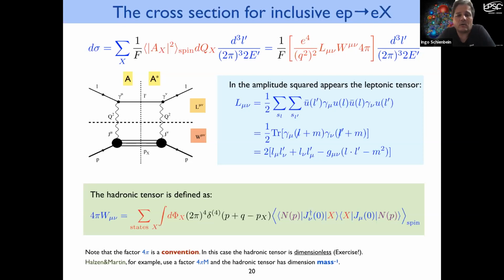And the hadronic tensor is then defined as the rest of everything in the cross section: a sum over the states, an integral over the phase space of X, the 4-momentum conservation, and then the product of matrix elements of 2 hadronic currents. And we spin average this in this case. Note that the factor 4 pi is a convention such that the hadronic tensor is dimensionless here. For example, Halzen and Martin use a factor of 4 pi m, and then in this case, the hadronic tensor would have a mass dimension of minus 1.